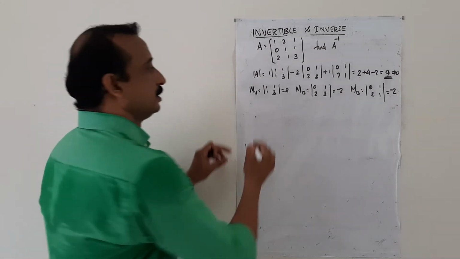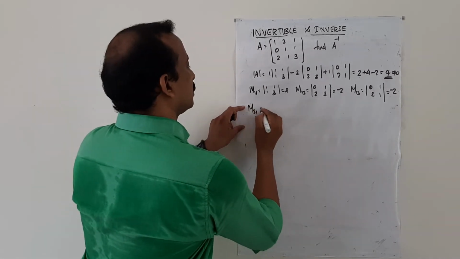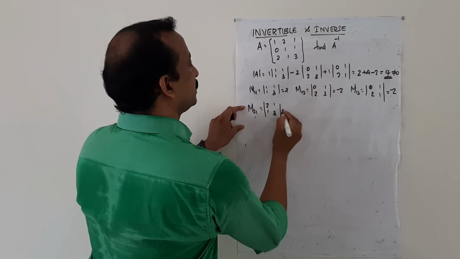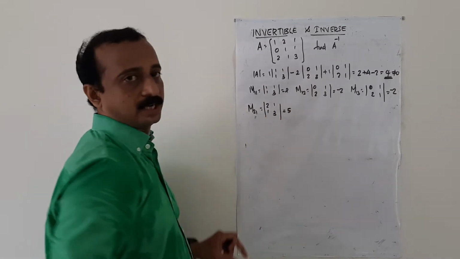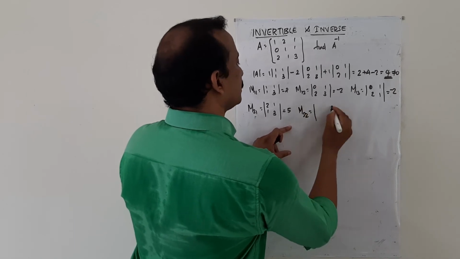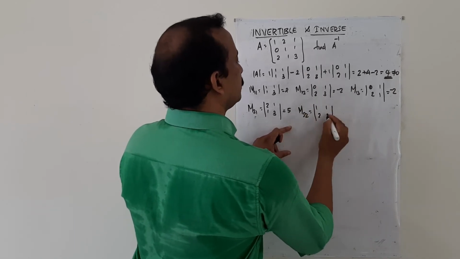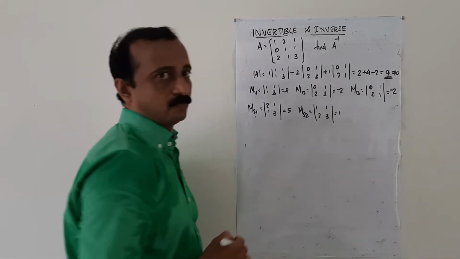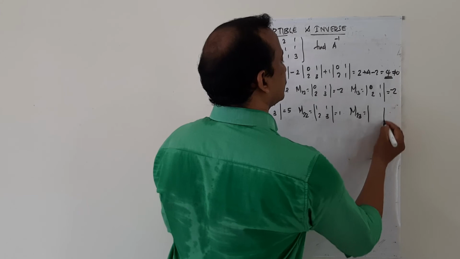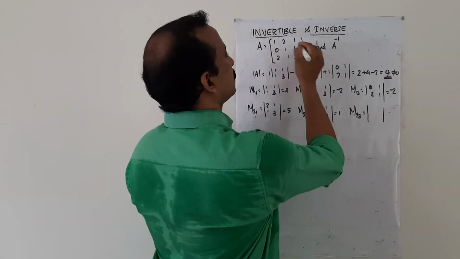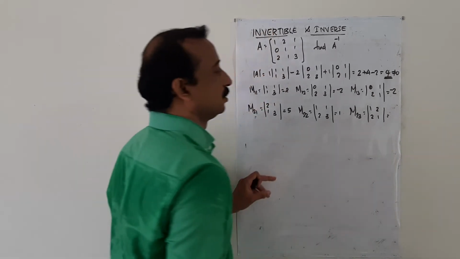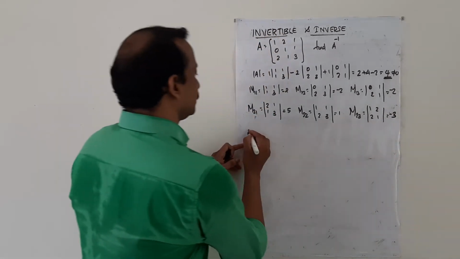Then M21, second row first column, [2, 1; 1, 3], 6 minus 1, answer is 5. Then M22, second row second column, [1, 1; 2, 3], 3 minus 2, answer is 1. Then M23, second row third column, [1, 2; 2, 1], is 1 minus 4, answer is minus 3.